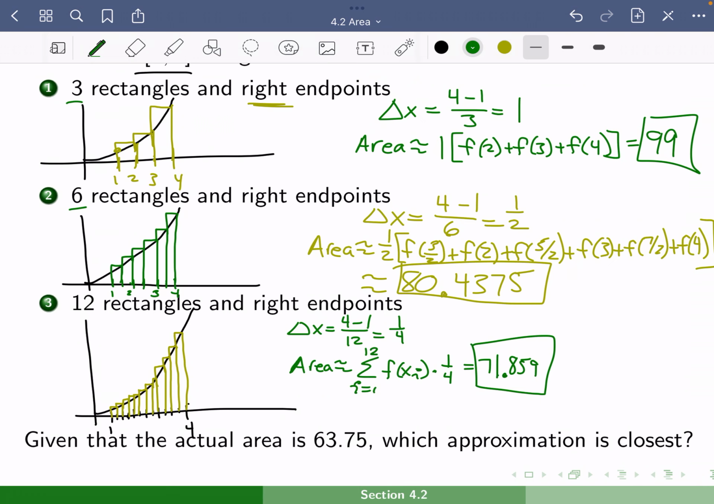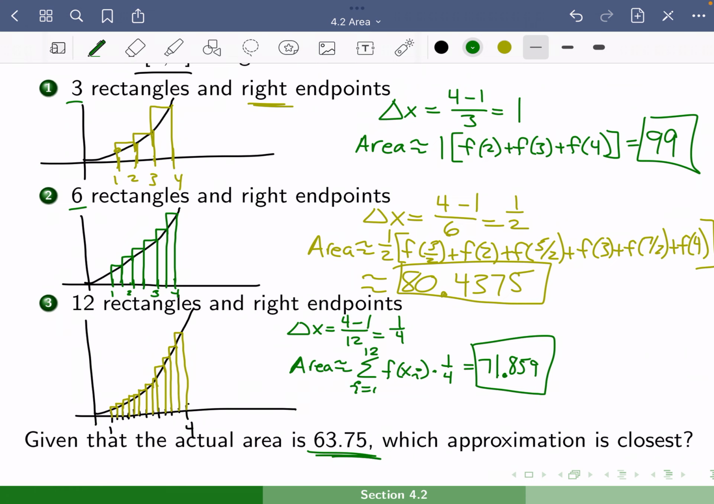Given that the actual area is 63.75, which of those approximations is closest? The last one is closest, right? We can see that. How could you get a better approximation? Well, we could use more rectangles. And how could we get a better approximation? Use even more rectangles. Use more rectangles.